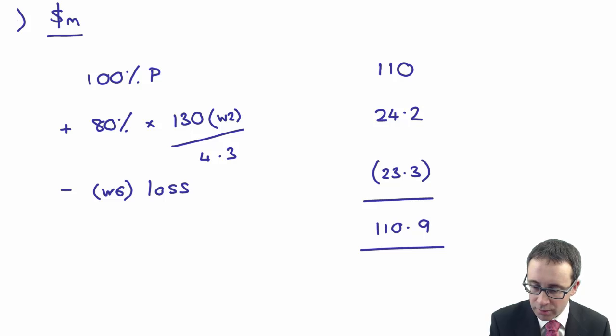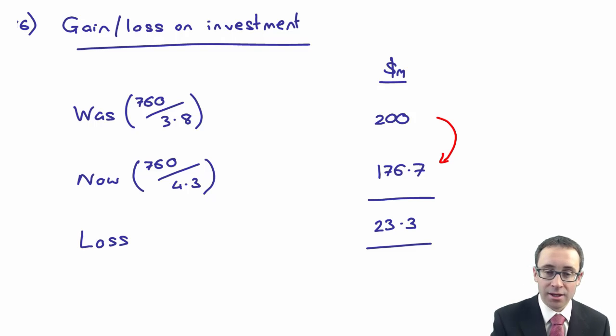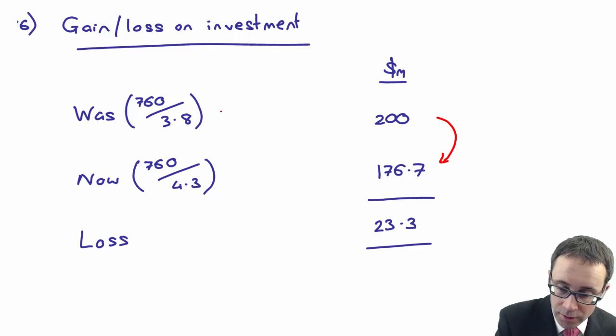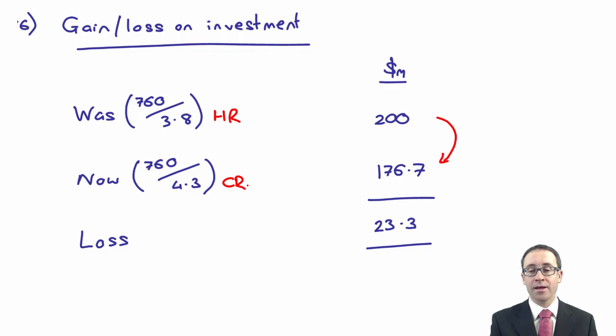The key bit you've got to do is learn the additional standard working for your groups and overseas subsidiaries. You look at what the investment was. It was 200 originally. If you now retranslate it, you're comparing what it was based on the historic rate to what it is under the closing rate. You have a reduction in the investment, so you therefore have a loss of 23.3.